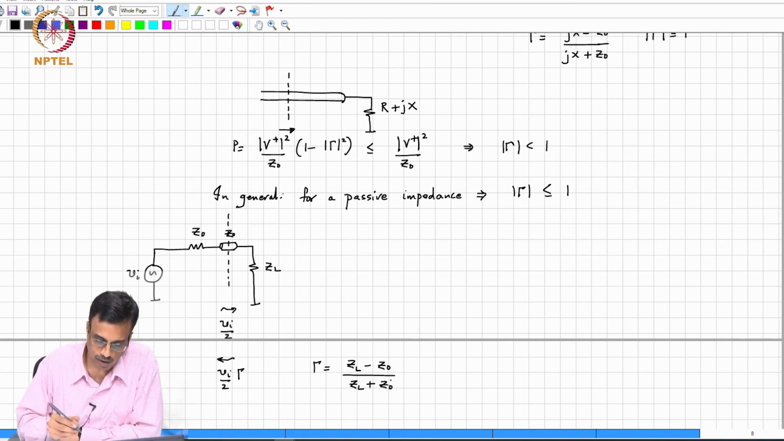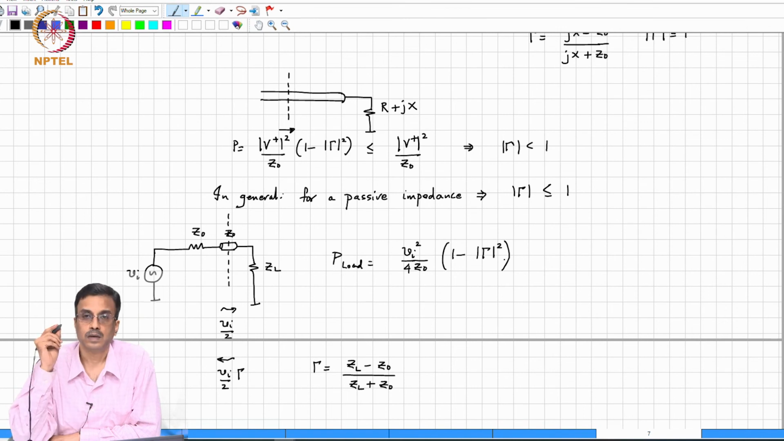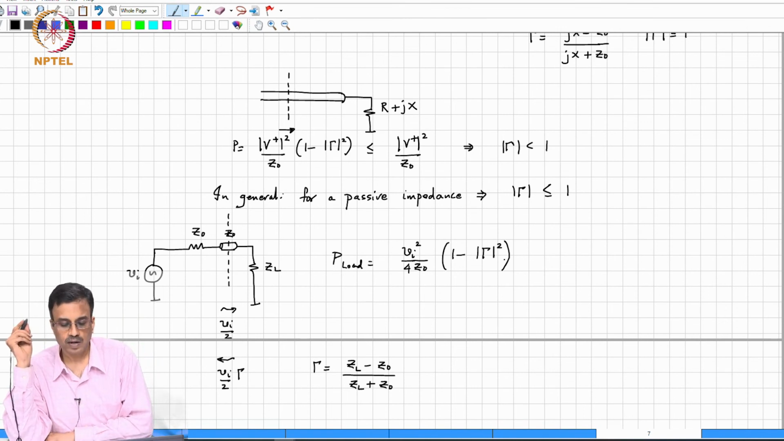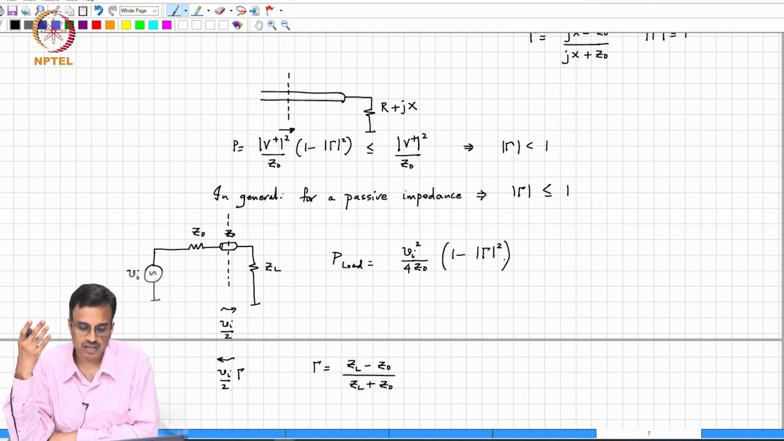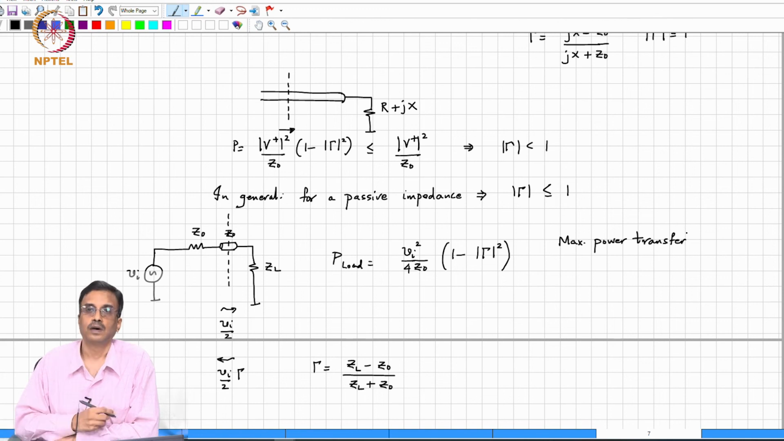Okay, so the power dissipated in the load is nothing but the incident power, that's Vi square by 4 Z0 times 1 minus mod gamma square. And if we want the maximum power to be dissipated, you might also recall that this is what's called the maximum power transfer theorem from your earlier classes.